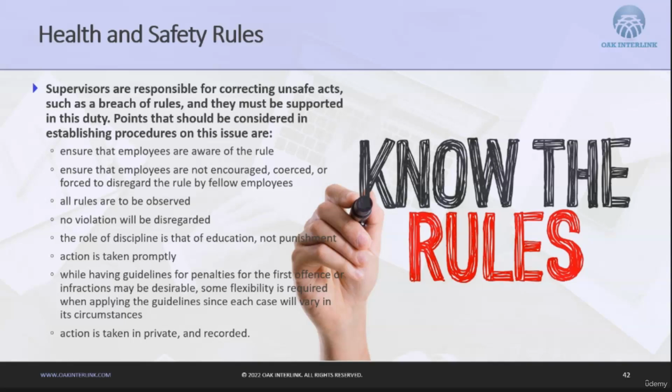That is, even though there will be need to create some sort of disciplinary measure for those that flout rules or violate rules, the role of such discipline must always be education, not punitive. Action must be taken promptly. While having guidelines for penalties for the first offender or infractions may be desirable, it's also important that there is some flexibility that is required in applying the guidelines, since of course each case will vary.